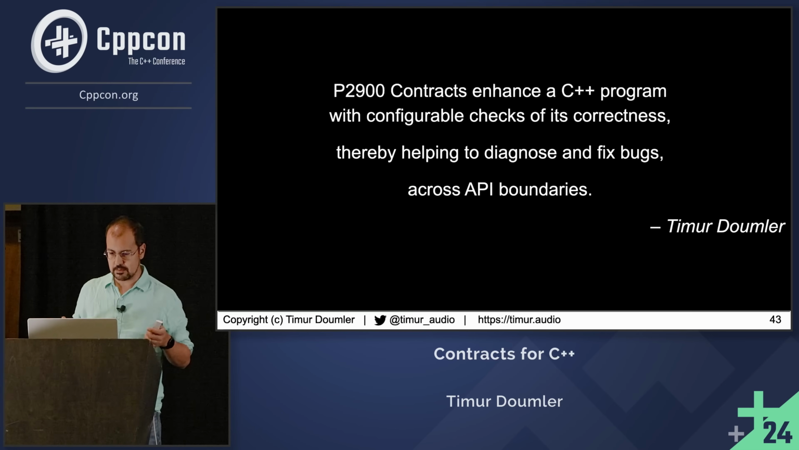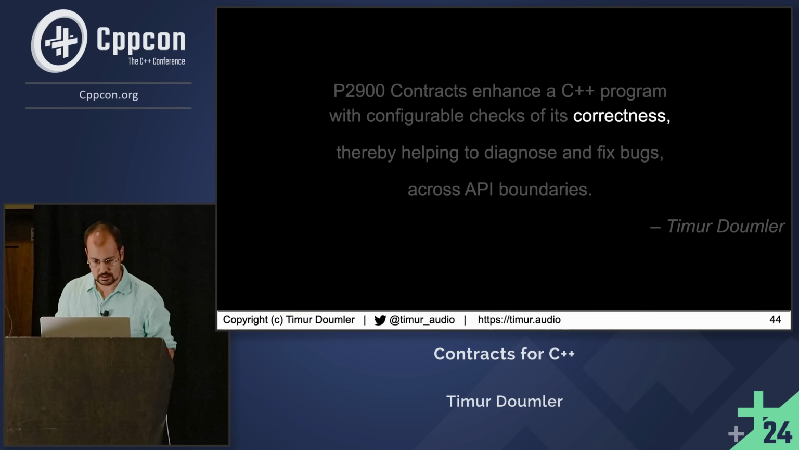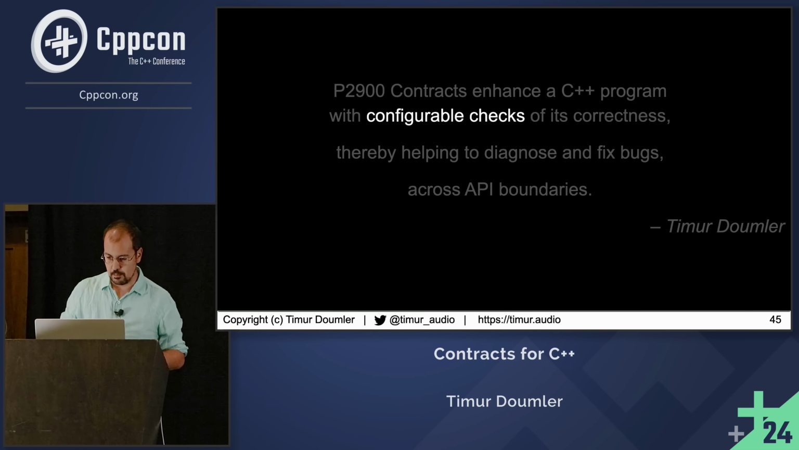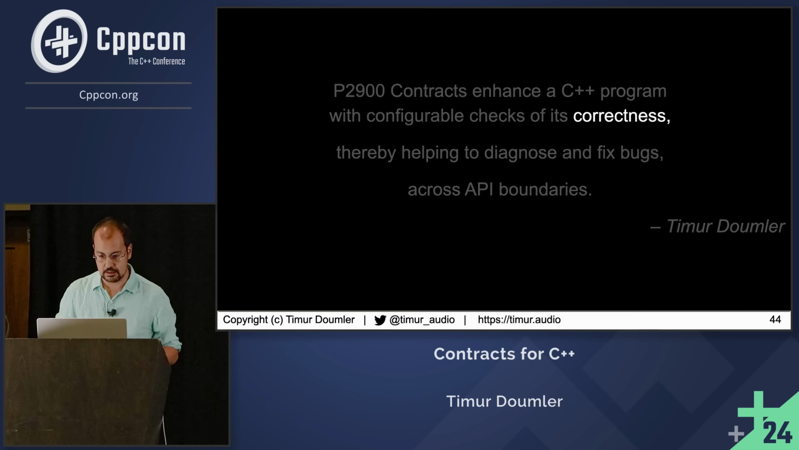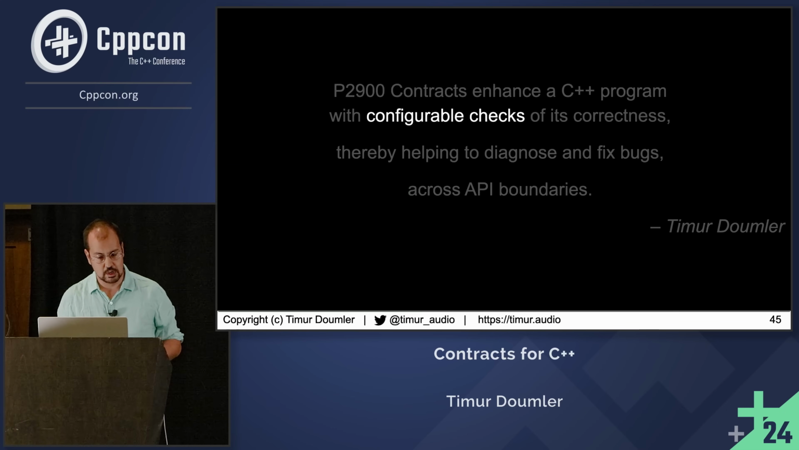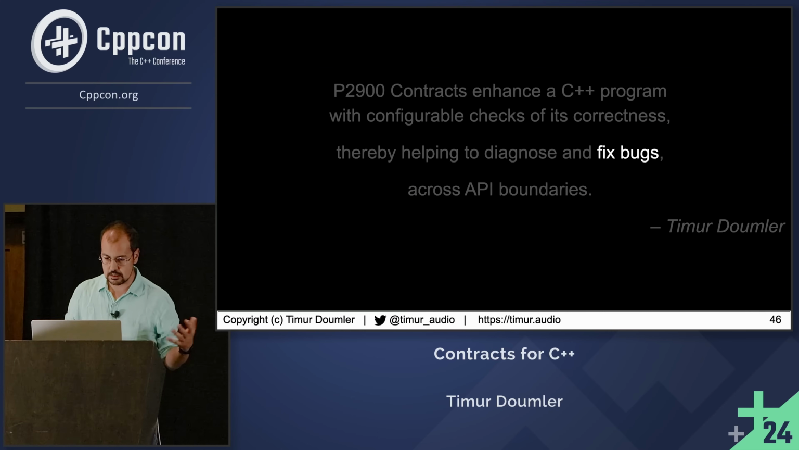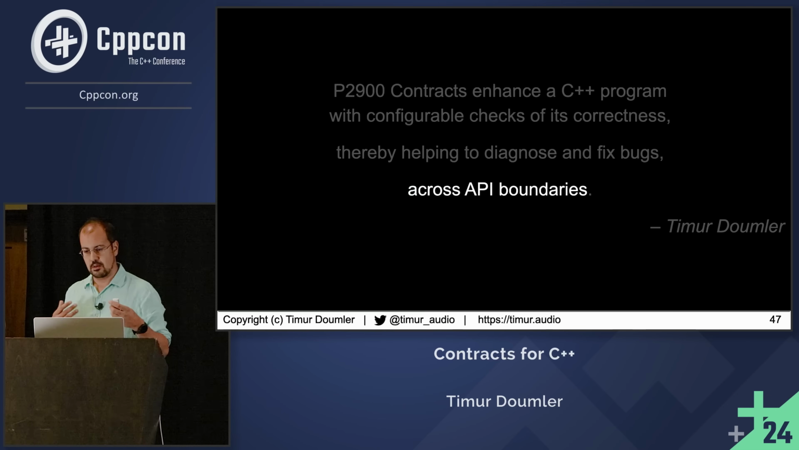They enhance a C++ program with configurable checks of its correctness. So it's about correctness, thereby helping to diagnose and fix bugs, right? So it is all about fixing bugs. You have configurable checks of this correctness, right? So you can configure these checks, and you do that in order to fix bugs, and you can do that across API boundaries. Okay, so that's kind of my take on it.